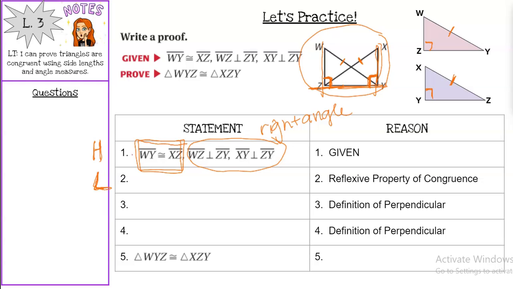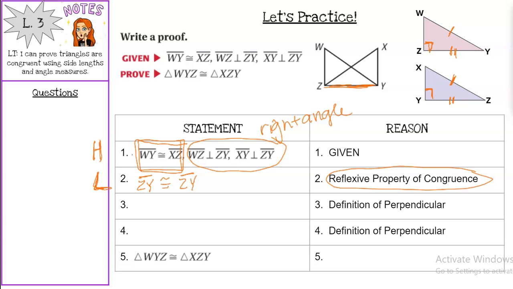And also, now I can clear this diagram so I can see that they share a side, right? They both share ZY. So I can say that this leg is congruent to this leg by that reflexive property of congruence. So ZY is congruent to ZY.